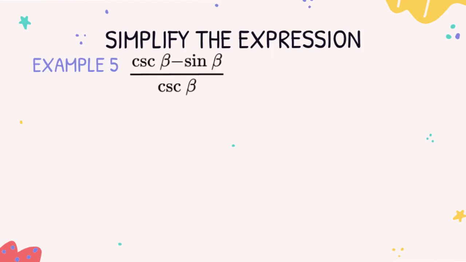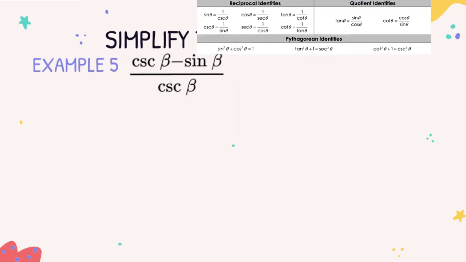Example 5. Cosecant beta minus sine beta over cosecant beta. So I notice that I have two terms on the numerator and I have one term on the denominator. I'm going to bring in my identities and see what I can do with those.